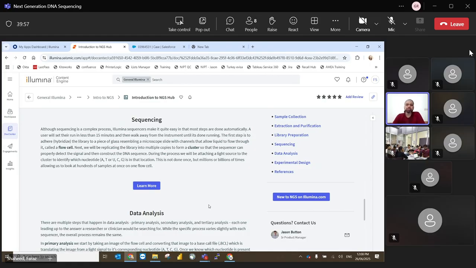So, how many of you have heard about Sanger sequencing? Can anyone explain Sanger sequencing? Whatever you know about Sanger sequencing. Anyone? Masters in biotechnology, guys. No one?